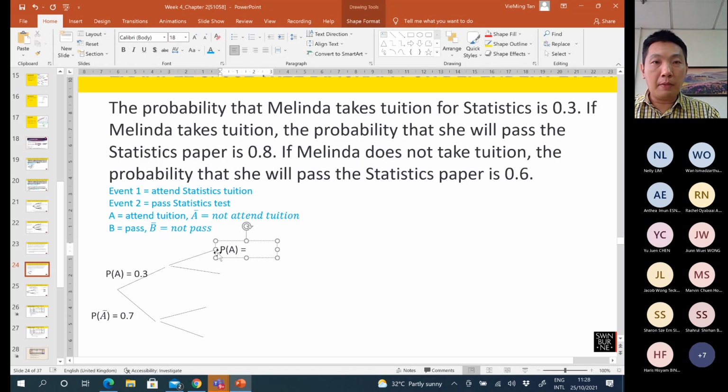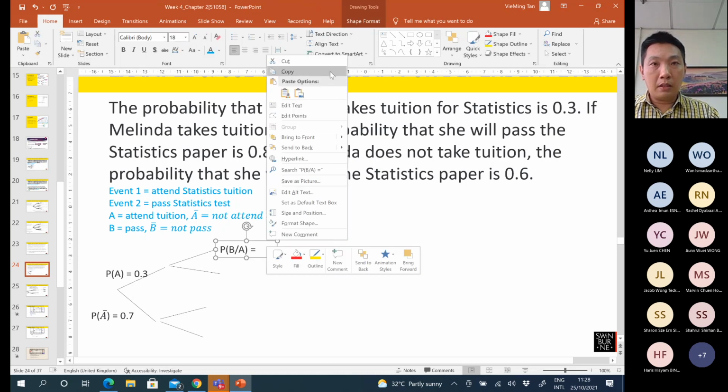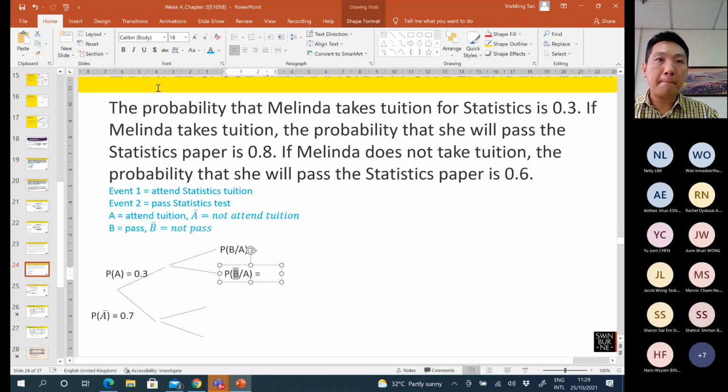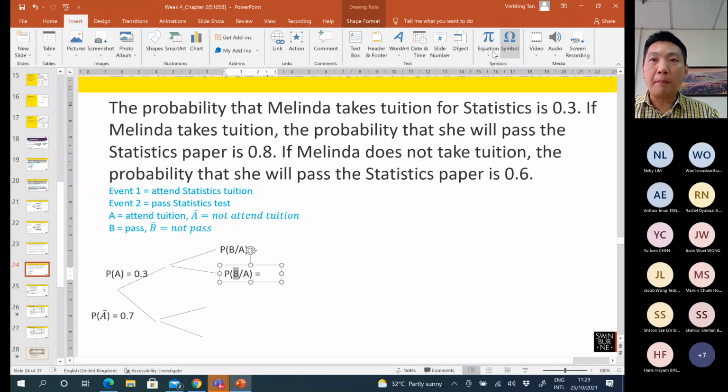For this one, you may find that it depends on this result. It's A, depends on A. So we put A at the back. Then in front, what should we put? Because just now we use B to represent pass, so you can put B, pass, given that Melinda attended the tuition. So it's this symbol. How about this branch then? This one is also from A, right? So you have to put A at the back. But this one you need to change to B bar. That means not pass.